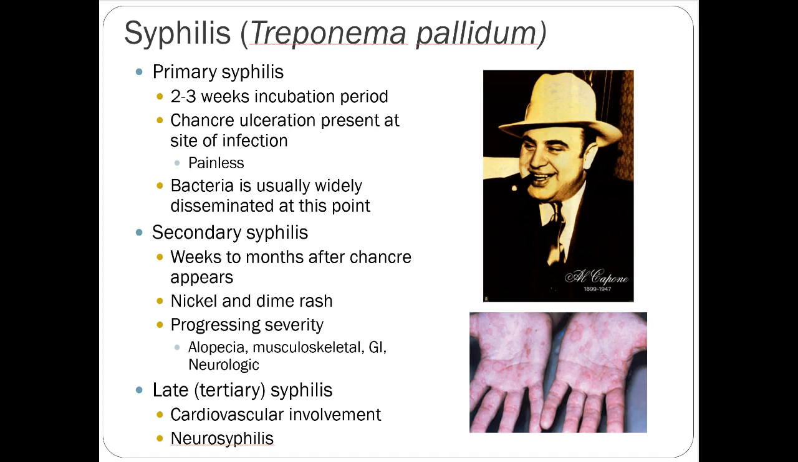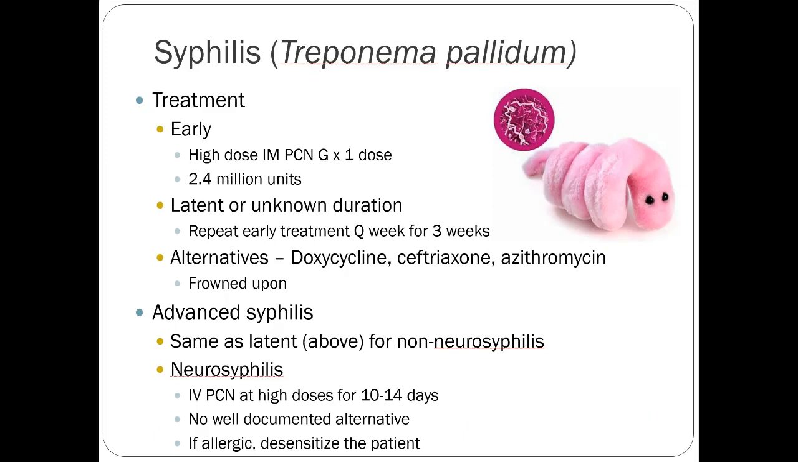But anyway, bacteria is usually pretty widely disseminated at that point, so topical things won't work. You have to use something systemic. Secondary syphilis, weeks to months, nickel and dime rash like you see on these hands here. And late stage involves cardiovascular and neurosyphilis, can actually be really nasty. And even if you cure the infection, can have lifelong implications to how damaging it can be. Al Capone died of syphilis, in case you guys didn't know that.